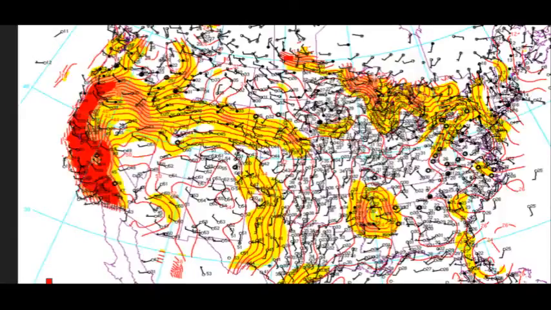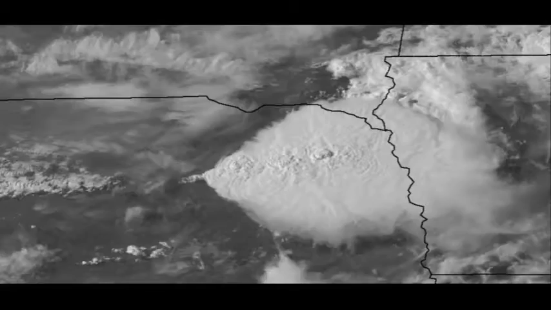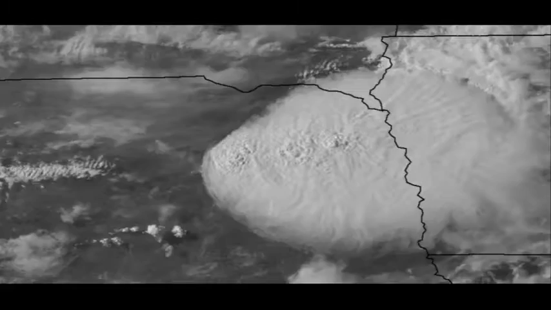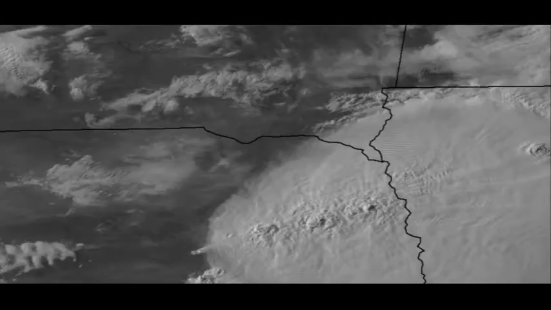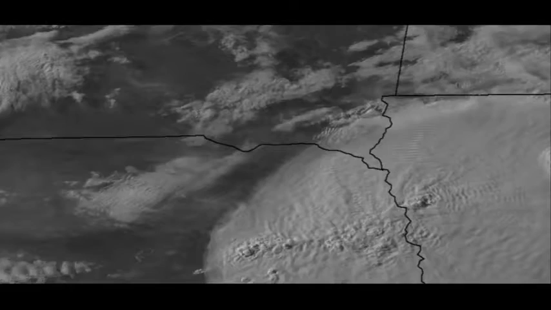So you can see we're really getting things in shape for the other analyses. And then going down to the satellite, there's our Nebraska storm coming together. Let me see if I can run that from the beginning, because that's pretty fascinating there.